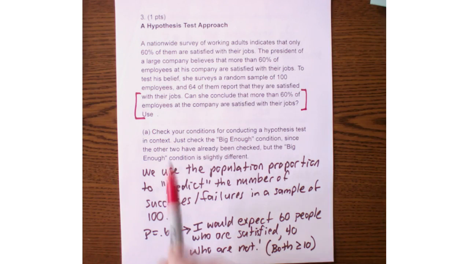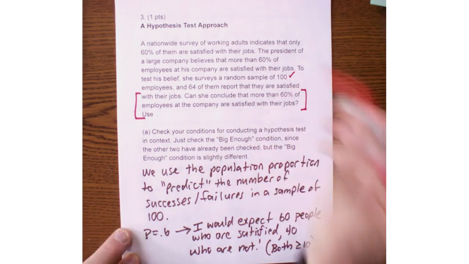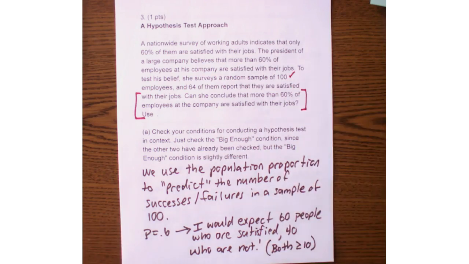So again, we check our conditions. We've already checked two of them. We know that they were randomly selected because it says so right here in this line. And we are going to assume that the sample is not too big. Our sample of 100, certainly there must be more than 1,000 working adults in the United States. The key difference is the big enough condition.